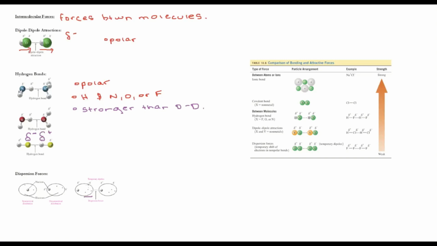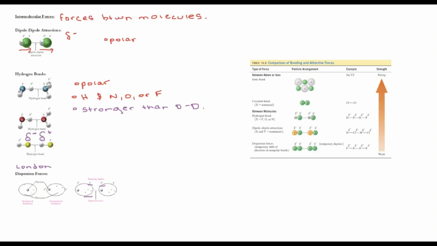Therefore, what you've created is a partial negative and partial positive charge. That is temporary, but it does exist. So because you have an attraction between partial negative and partial positive, you have what we call dispersion forces, or London dispersion forces. That's another name for it. You can add a London to it for the scientist. Okay, so London dispersion forces, or just dispersion forces.